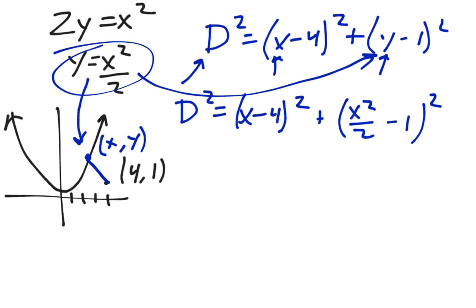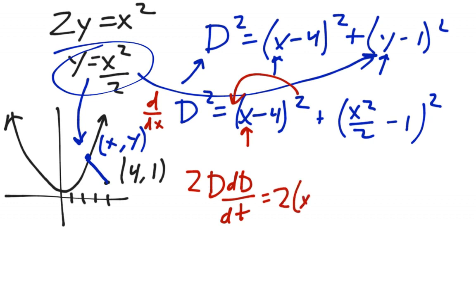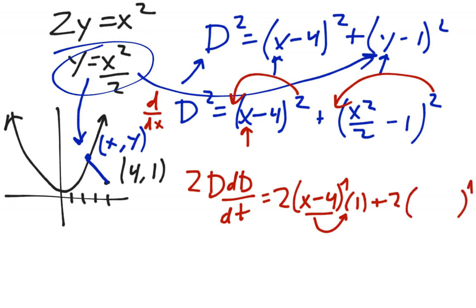And now I could take the derivative. Notice you could take the square root first, but it'll turn out that it won't matter, and it's a lot easier to not take the square root first. So in this case, I'm taking the derivative with respect to x, because that's my variable. So I do 2d, dd/dx, that's fun to say. And now here I need to use the power rule, so x minus 4 to the first, and a chain rule, 1. Okay, plus, same thing, bring down the 2, stuff to the first, and the stuff is going to be the same, so it's x squared over 2 minus 1, but you have to chain rule it, and the chain rule is going to be 2x over 2, which is just x.